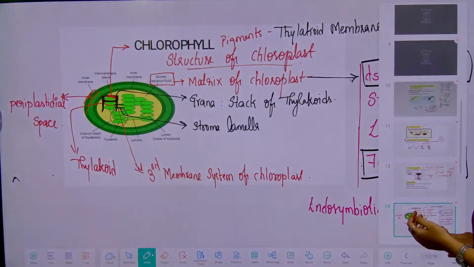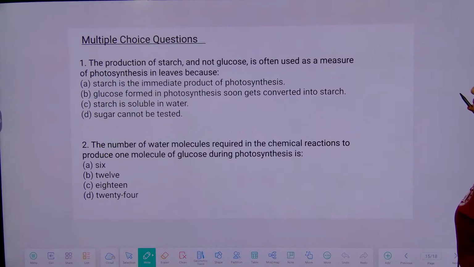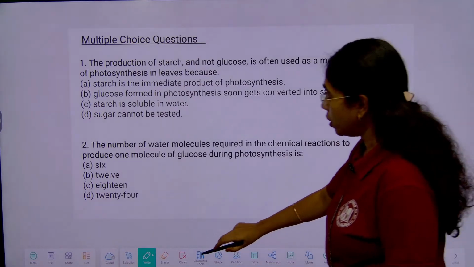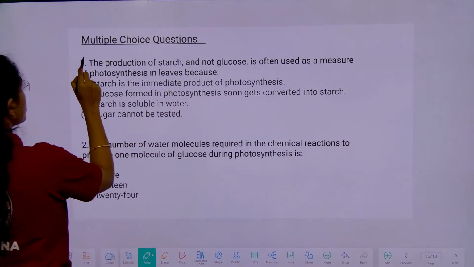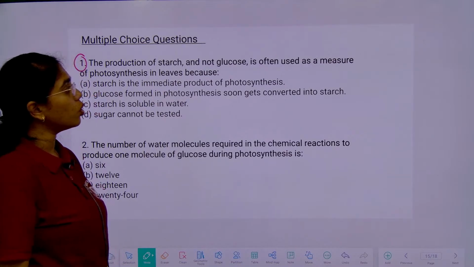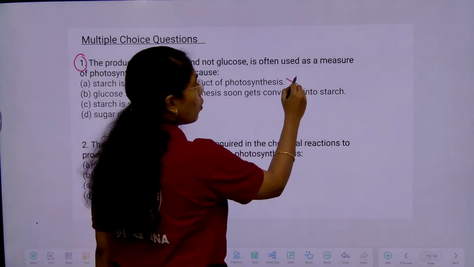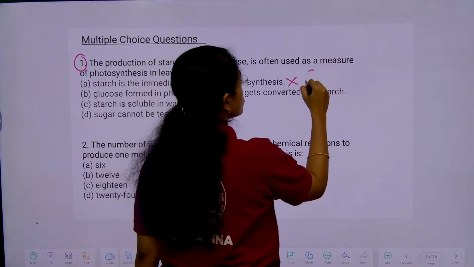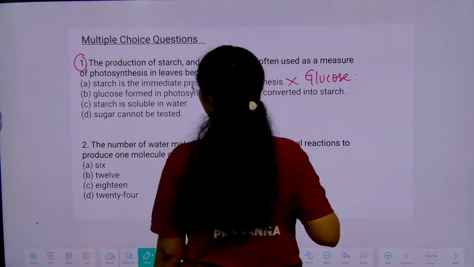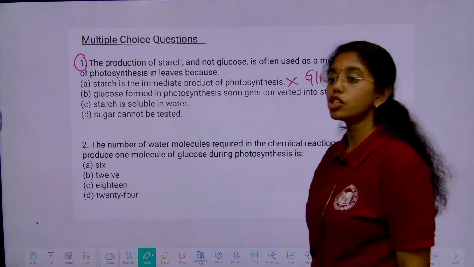Before ending the session, let us solve a few PYQs on the discoveries that we have learnt. First question. These are MCQs from your ICSE text. The production of starch and not glucose is often used as a measure of photosynthesis in leaves, because starch is the immediate product of photosynthesis. Wrong. What is the immediate product of photosynthesis? Glucose. Glucose formed in photosynthesis soon gets converted to what? Starch. Correct. Starch is soluble in water. Wrong. Starch is insoluble in water.